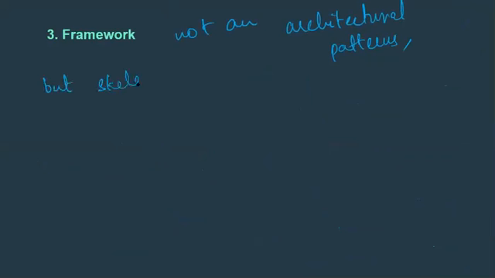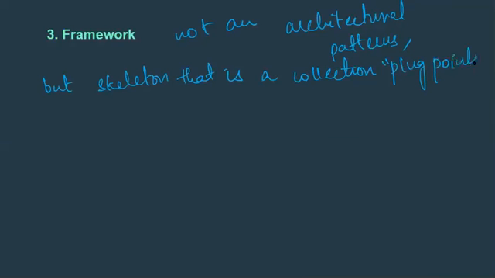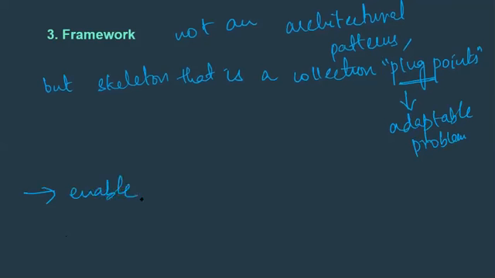Then the next one, the third one, is framework. Now a framework is actually not an architectural pattern. But it is called a skeleton, that is a collection of plug points. Now what are these plug points? They can also be like different slots. These plug points are very adaptable to every problem. Plug points are going to enable the designer to integrate different classes and functionalities within the skeleton.